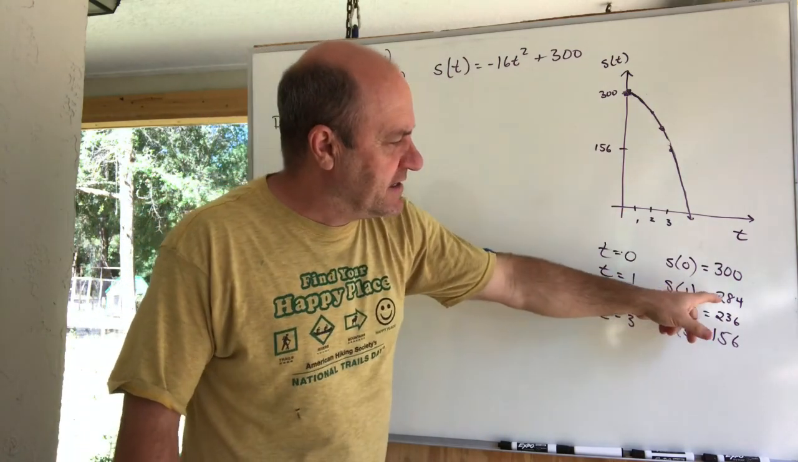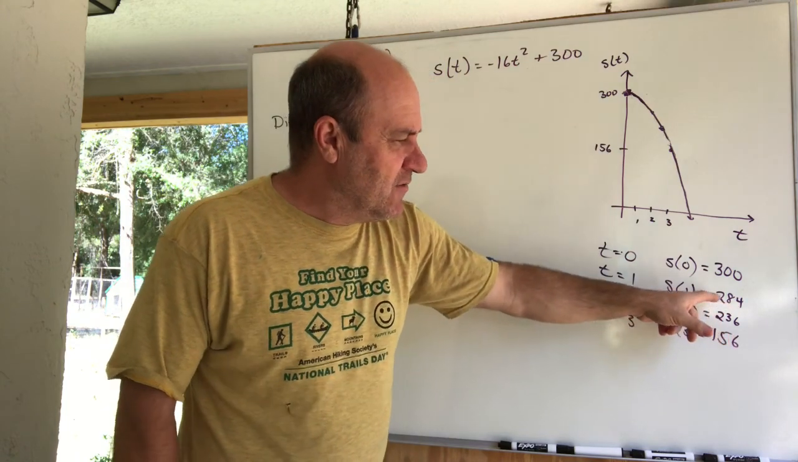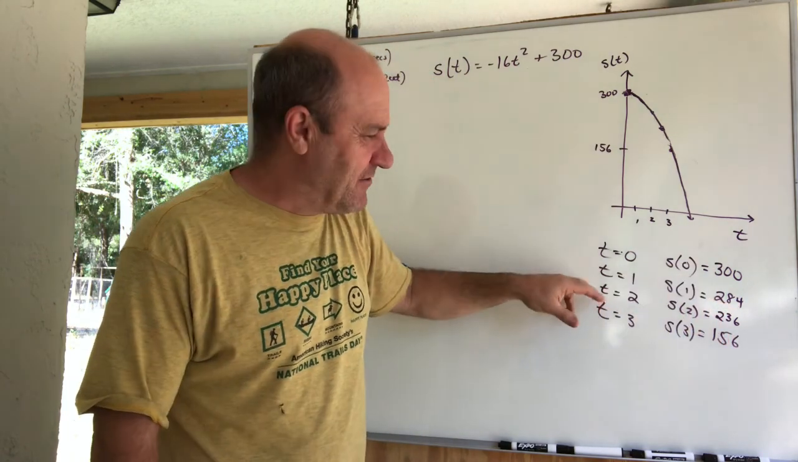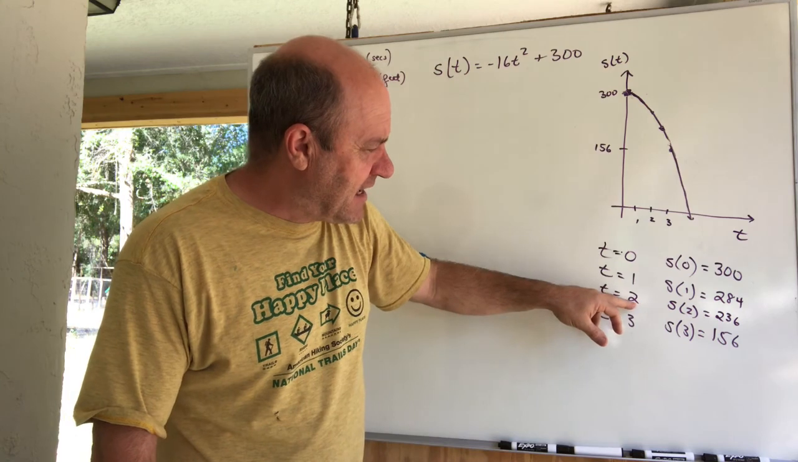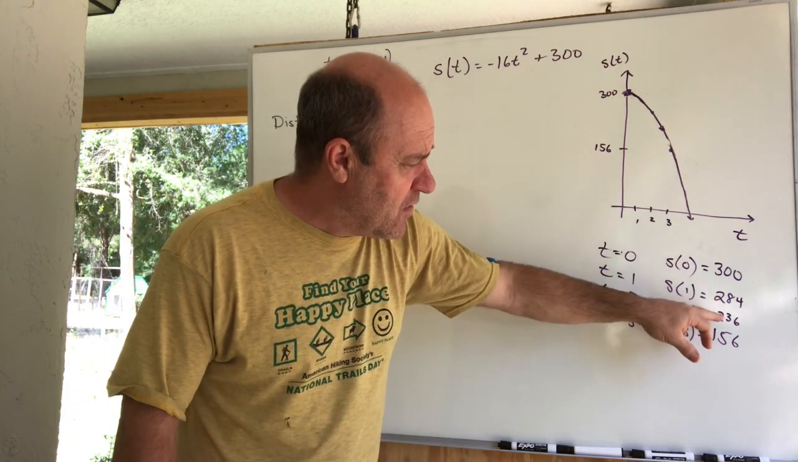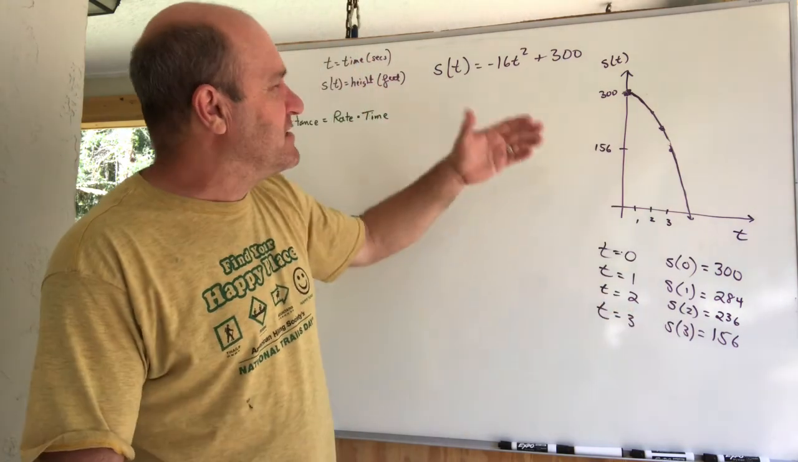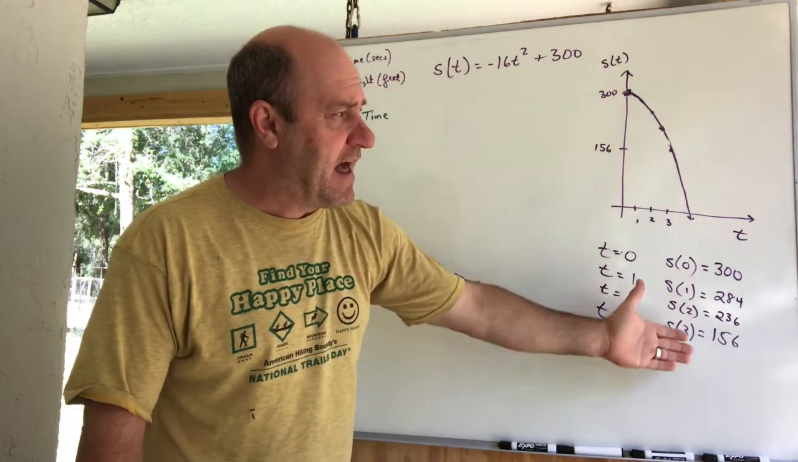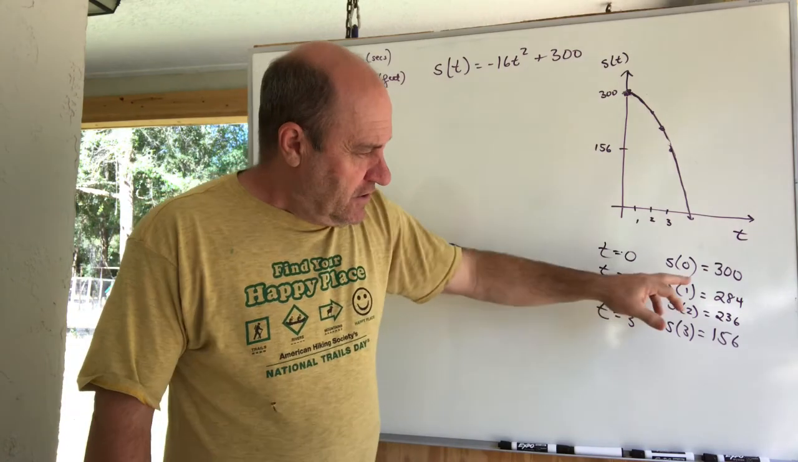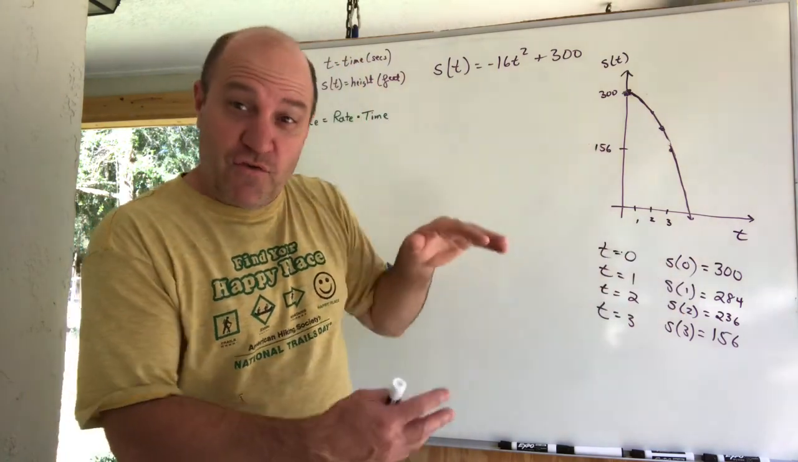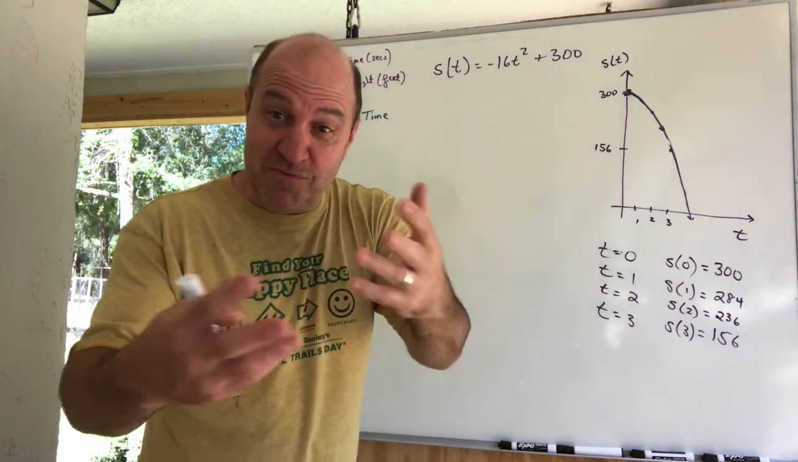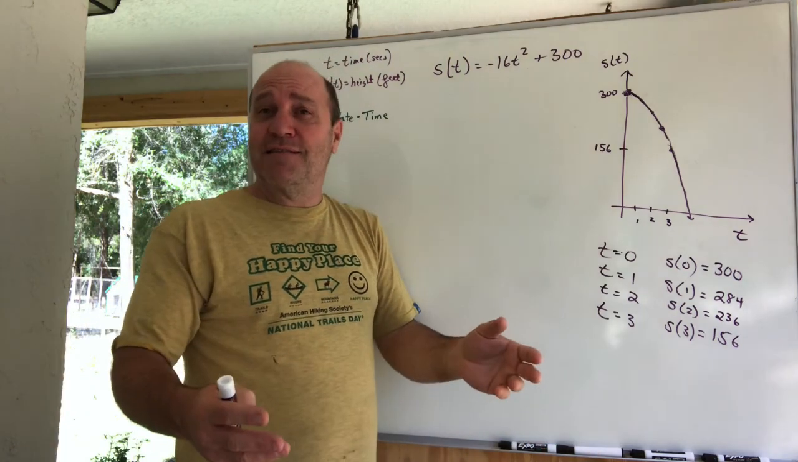After 1 second, it's at 284 feet, which means it only fell 16 feet during that second. During the next second, it fell quite a few more feet. After 3 seconds, it's at this height. I got these values by simply plugging in a time and finding the height. So as you can tell, it's falling a further distance each second. That means it's speeding up, it's accelerating, and that's thanks to gravity.